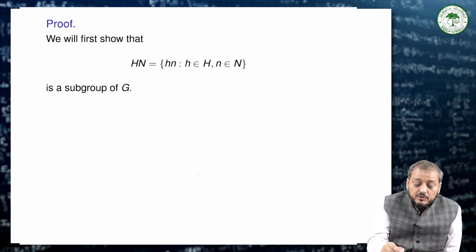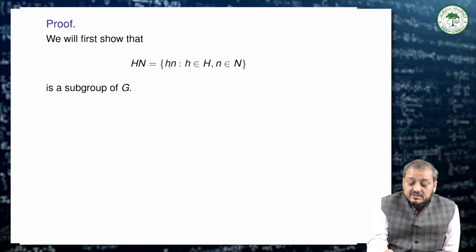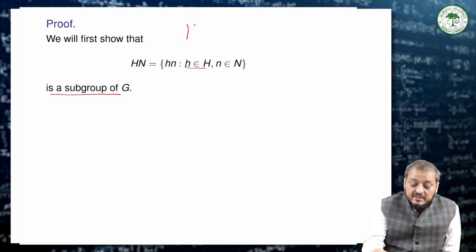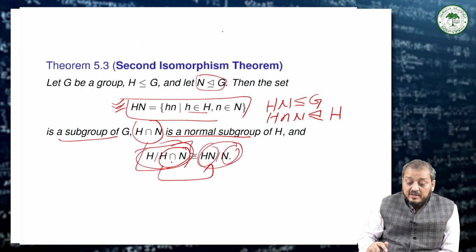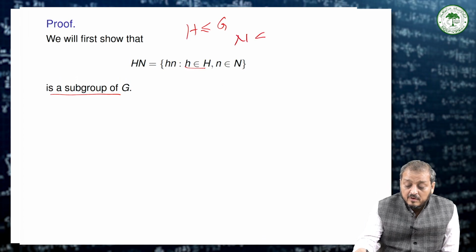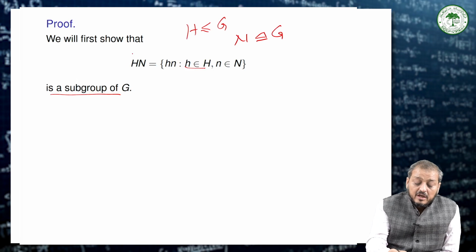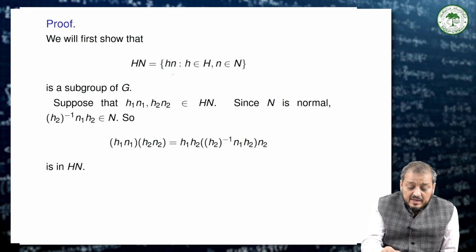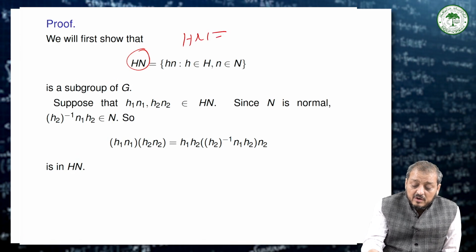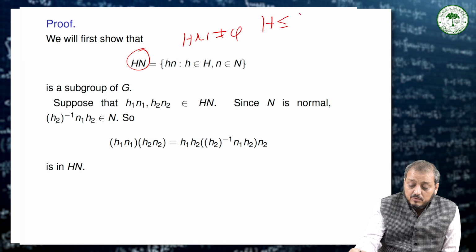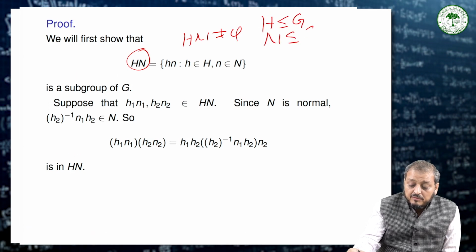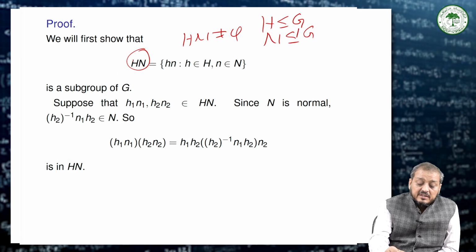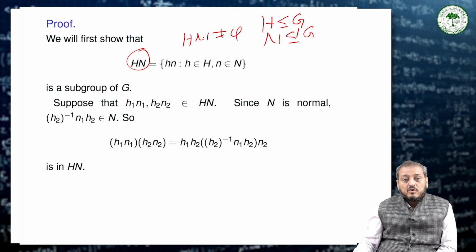First we show that HN, with h an element of H and n an element of N, is a subgroup of G. Clearly H is a subgroup of G, and N is a normal subgroup of G. So this set is non-empty, since e = e·e is an element of HN, because H is a subgroup of G and N is a subgroup of G. So this means clearly HN is non-empty.